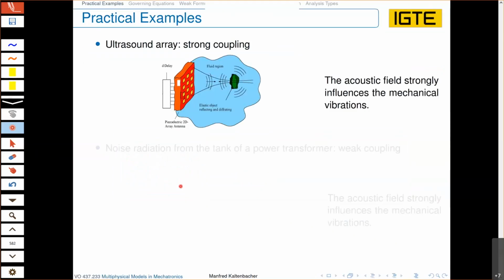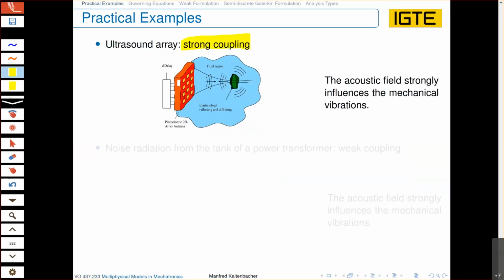So in principle, we have two different scenarios. The one is where we have a strong coupling. A strong coupling means that the mechanical field has a strong impact on the acoustic field, but also the acoustic field has a strong impact on the mechanical field, so on the mechanical vibrations of the surface.